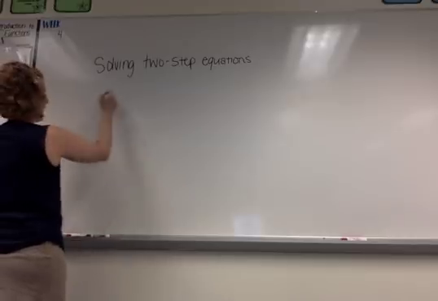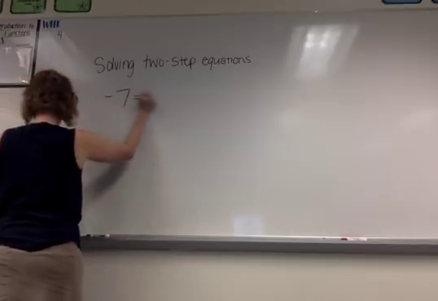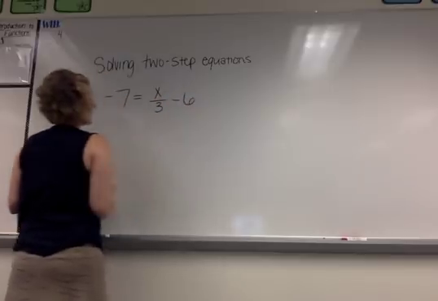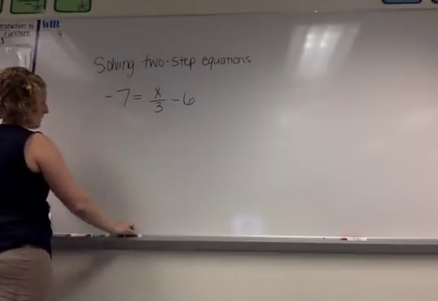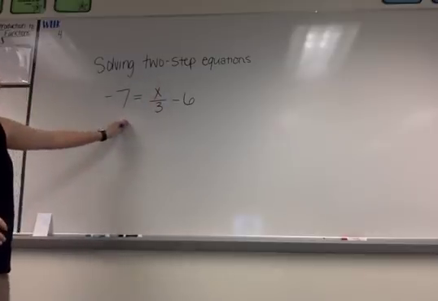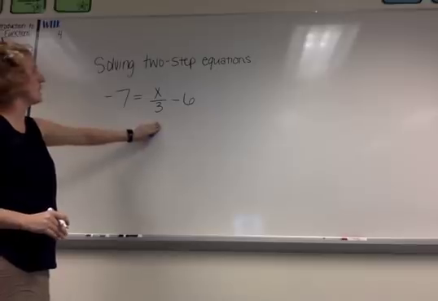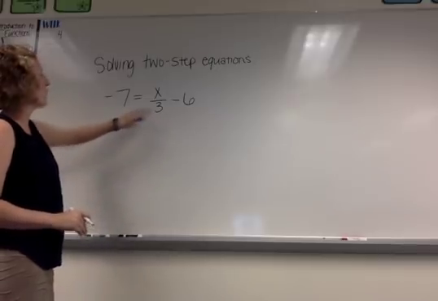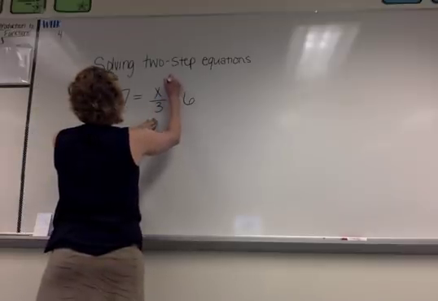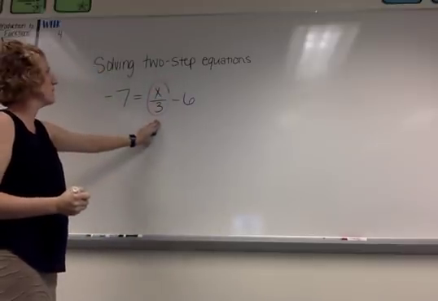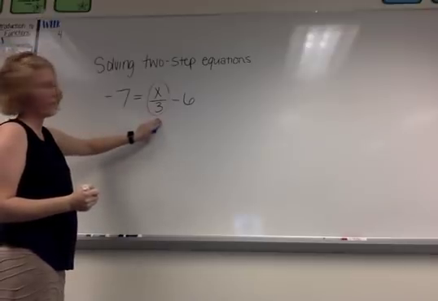So we have negative 7 equals x divided by 3 minus 6. So x divided by 3 minus 6. Again, this one switched, and this is the one where I keep seeing the mistakes. Do not add this 7. You're trying to get the x by itself. That's why you will always see me, especially in two-step, circle my variable. I need to get this by itself.